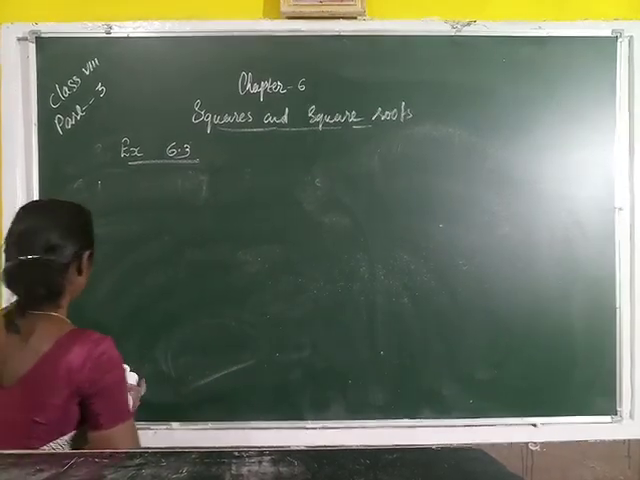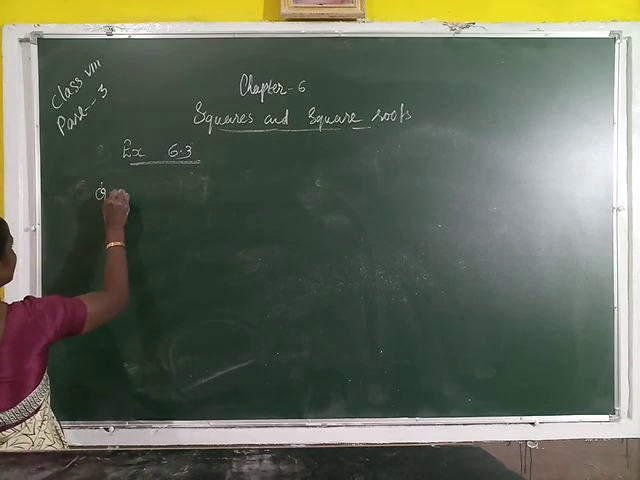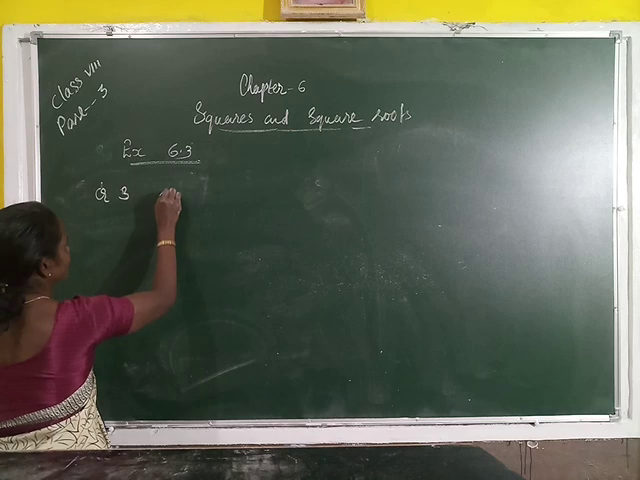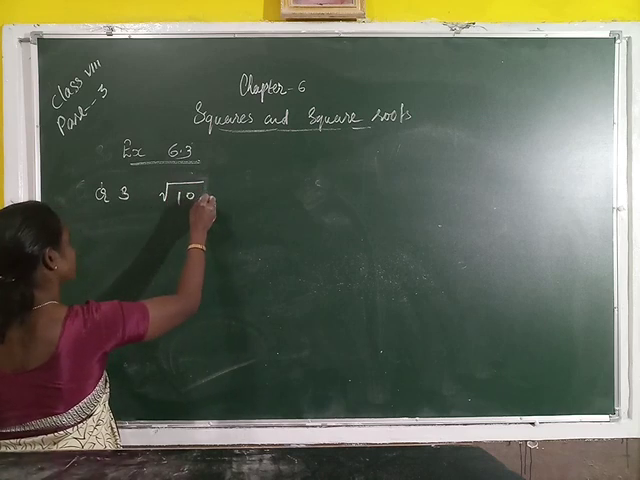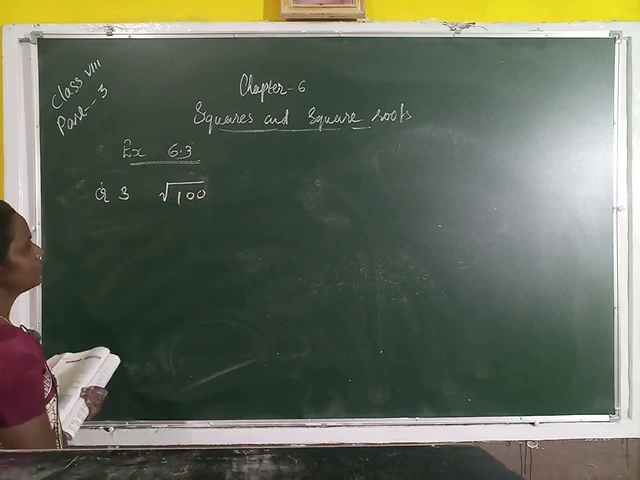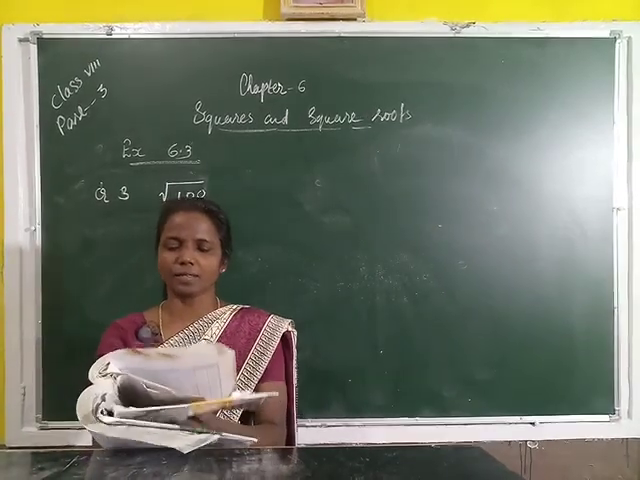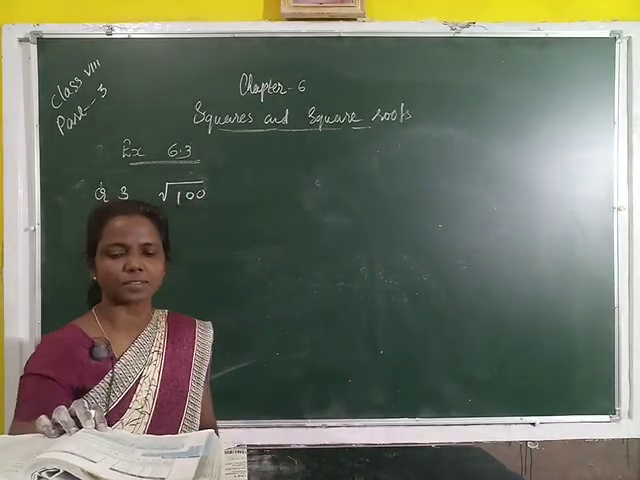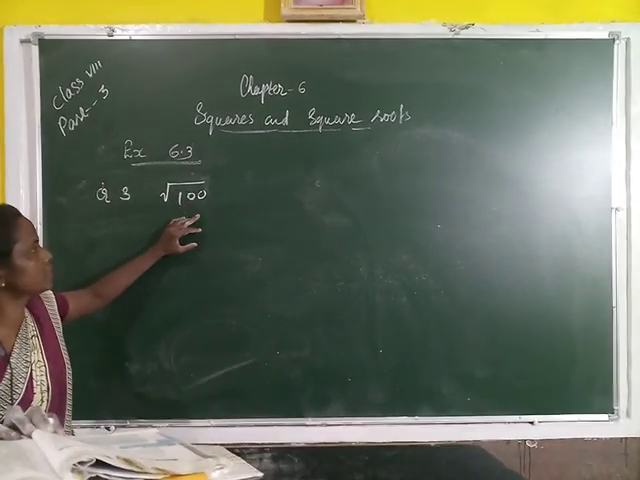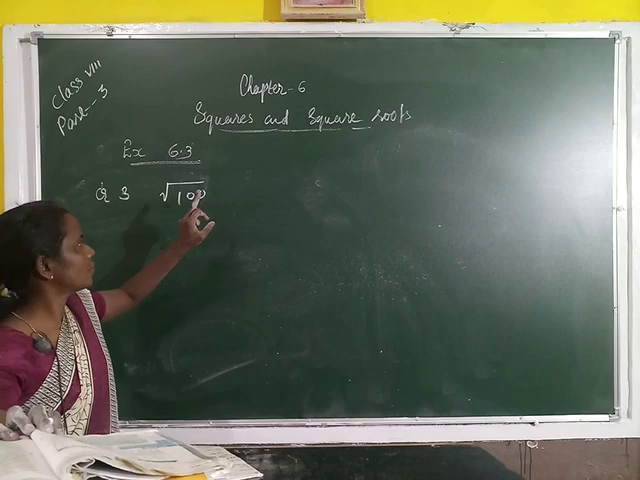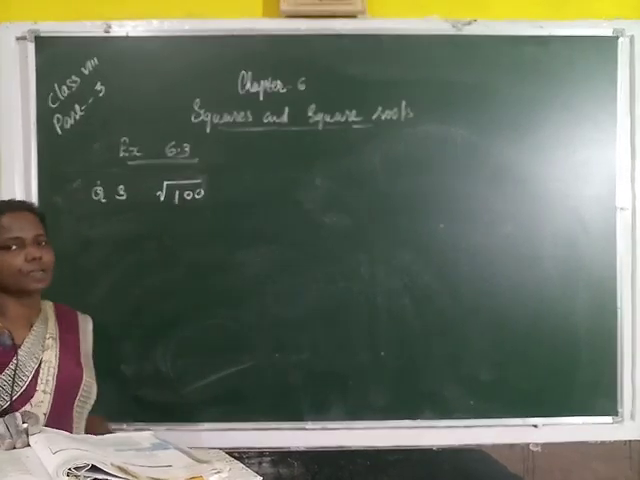Then next, find out the root. From this 100 we subtract successive odd numbers, starting from 1. Here, which number is the square number? It is 100.